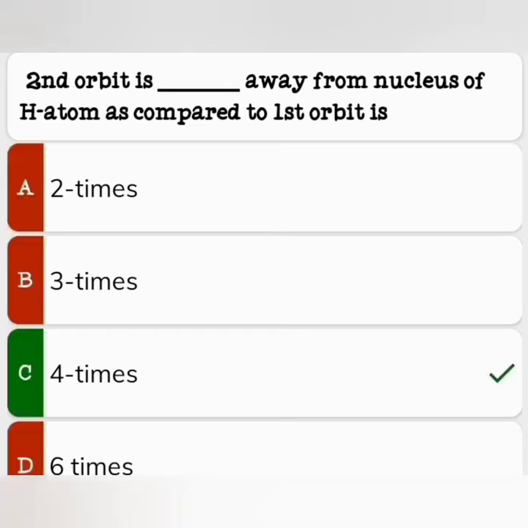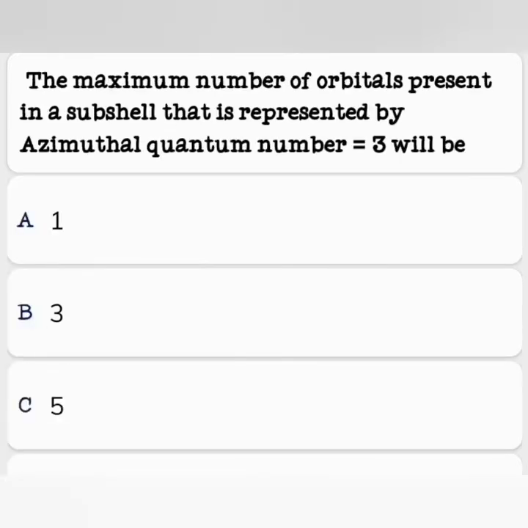4 times. The maximum number of orbitals present in a subshell that is represented by azimuthal quantum number equal to 3 will be A. 1, B. 3, C. 5, D. 7. Right options, आप comment section में लिखें। Yeah, so the right option is D.